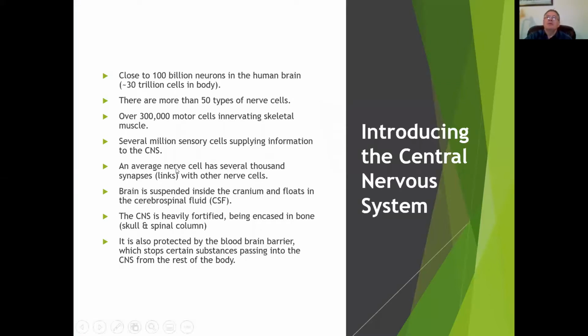All right, so now a bit about the central nervous system. There are close to 100 billion neurons in the human brain. I think the current estimate is about 86 billion by some. I don't think that's the end of the story; we'll probably hear another estimate in a few years. That's compared to about 30 trillion cells in the body.